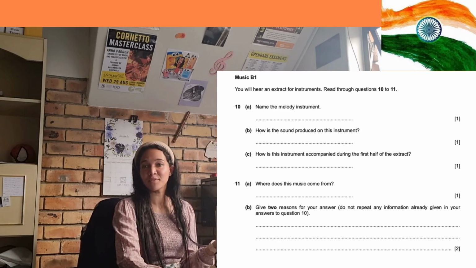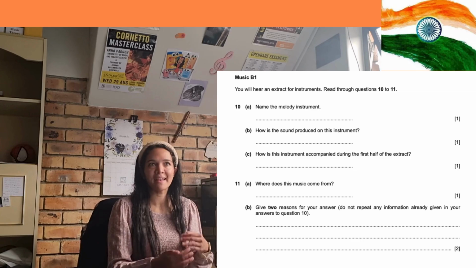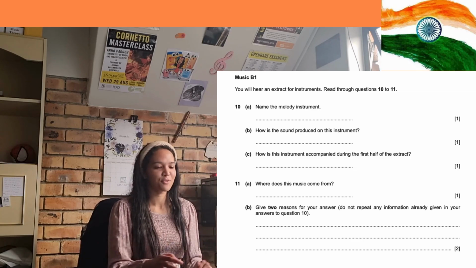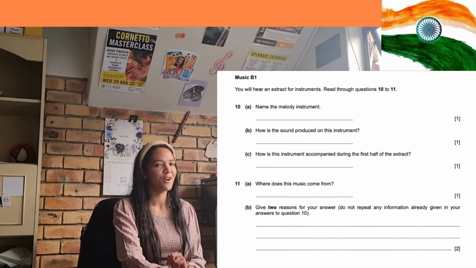If we listen a bit further in the extract, we can also hear another Indian instrument come to the fore. So let's listen a little bit further, after which I'll pause.